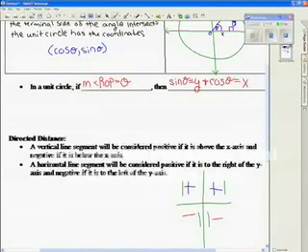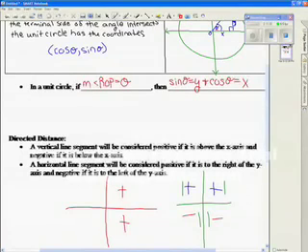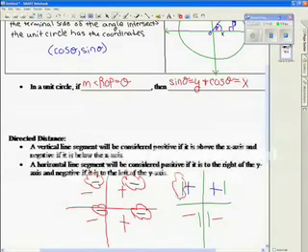A horizontal line segment will be considered positive if it is to the right of the y-axis, and negative if it is to the left of the y-axis. So we're talking about now horizontal line segments. Okay, I'm going to bubble my line segments because I don't want you to think they're minus signs. So that's pretty important. You need to remember those two.